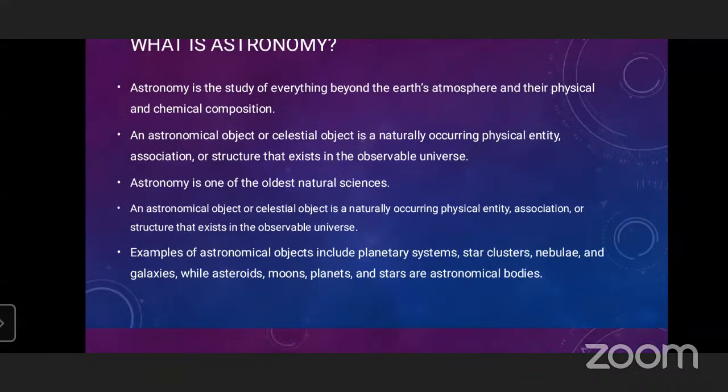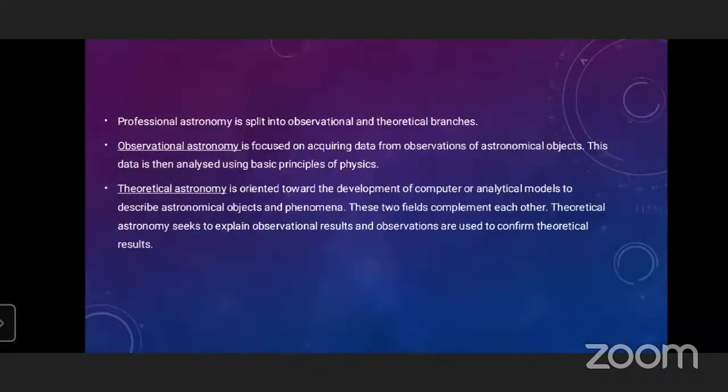Professionally, astronomy is split into observational and theoretical branches. Observational astronomy is mainly focused on acquiring data through instruments. The data we collect through instruments is related to observational astronomy. Theoretical astronomy deals with the observational results. What observational astronomy collects on Earth, they convert into a computer or analytical model to describe an astronomical object or phenomenon. These two fields complement each other. Theoretical astronomy seeks to explain observational results, and observations are used to confirm theoretical results.